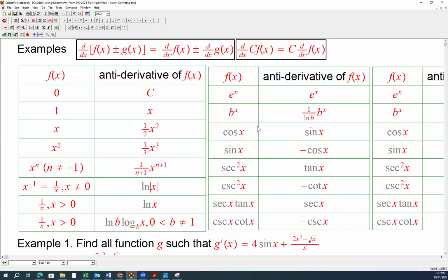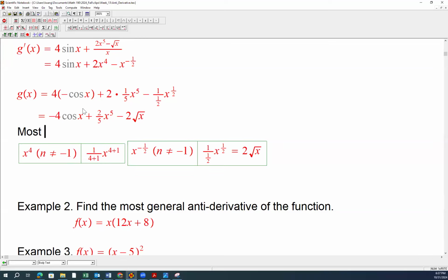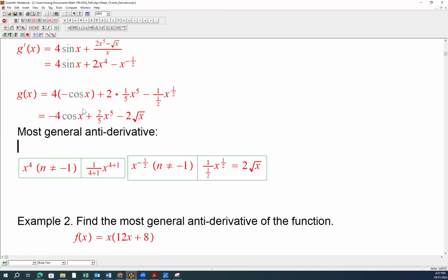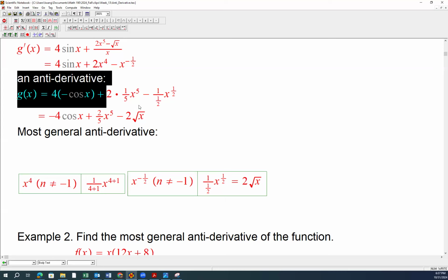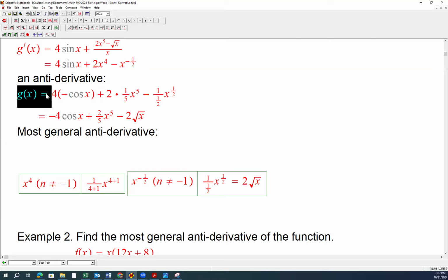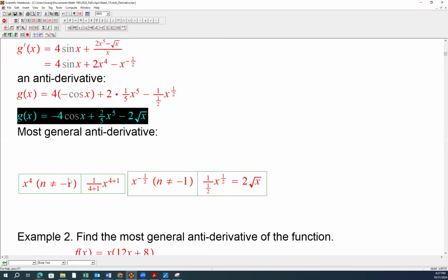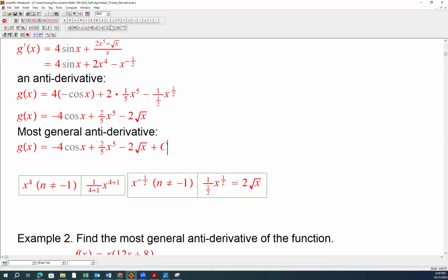But now, if it is asking for most general antiderivative, but if it is asking for an antiderivative, just one of it, right? If you ask for an antiderivative, for example, then your answer like this will be sufficient, right? You just write g of x equals that. This is one of the antiderivatives. But if you ask for most general antiderivative, then you will have to write all of that, g plus a constant. Okay, plus a constant. So it depends on how the question is being asked.